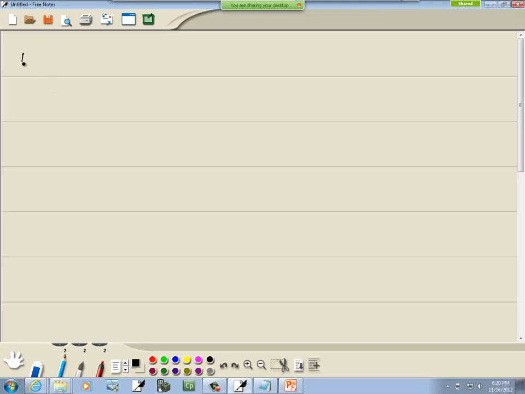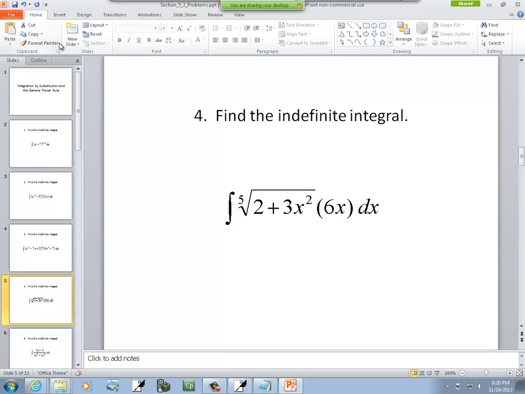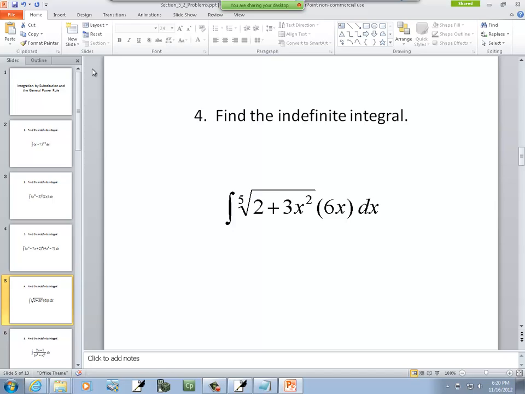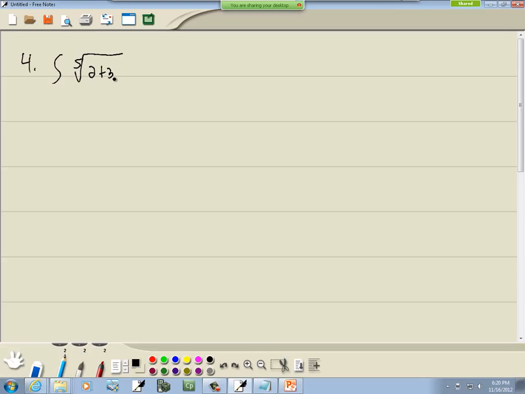Okay, number 4. Got the integral of the 5th root of 2 plus 3x squared times 6x dx. Remember what we said about our guidelines. If you have a radical, let u equal to what's underneath the radical. So we got u is equal to 2 plus 3x squared.